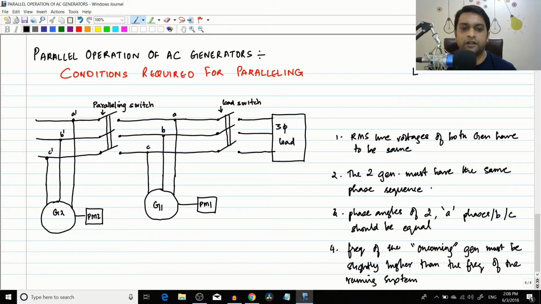These are not the conditions after paralleling. These are the conditions which are required for paralleling, that is, before closing this switch. At this point of time, I would like you to refer to 2 videos.